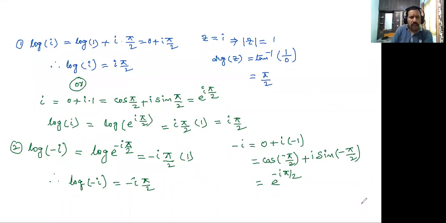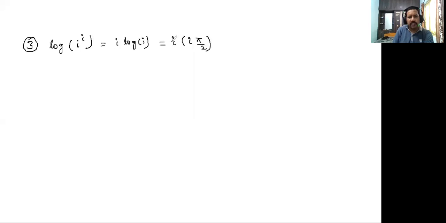Now, I'm going to the third problem. Logarithm of i power i. How to do this? Power is coming in front of the logarithm. i log i. Okay. What is log i value? Log i means that is i pi by 2. Previously we already had done. i into i square. i square value is minus 1. So answer is minus pi by 2.